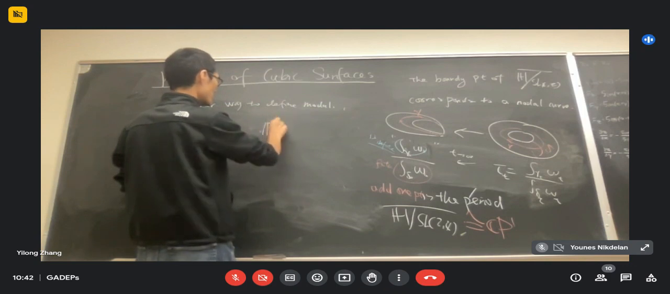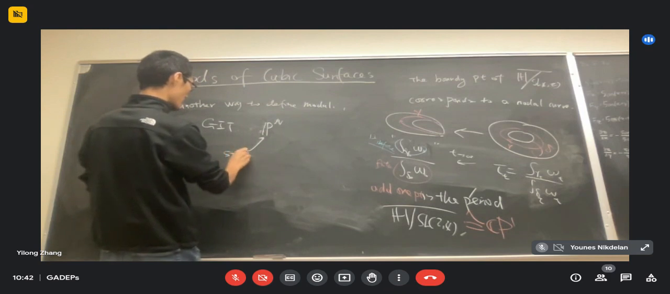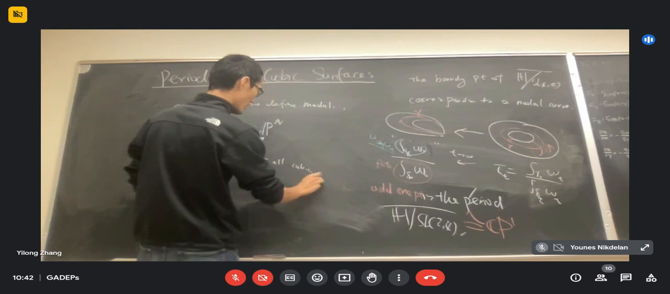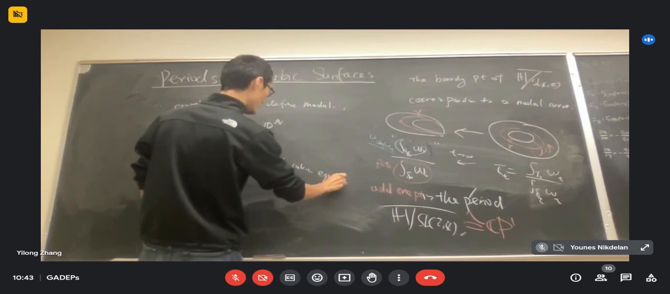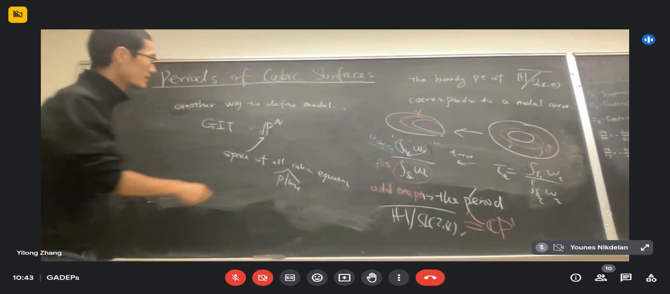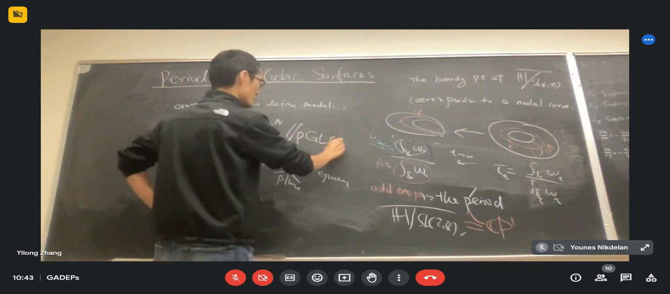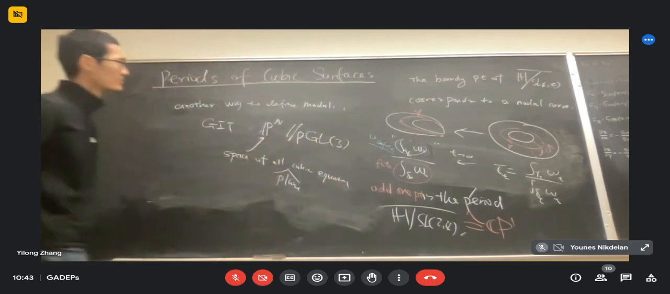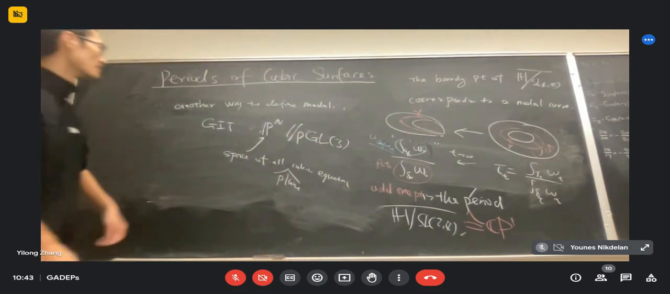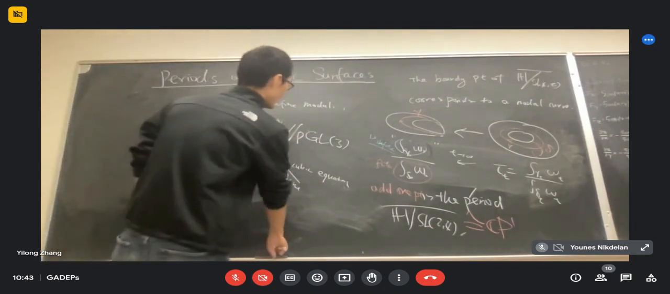let's say P^n, and this is a space of all plane cubic equations, and by changing of GL_n action, this is another way to define this moduli space.